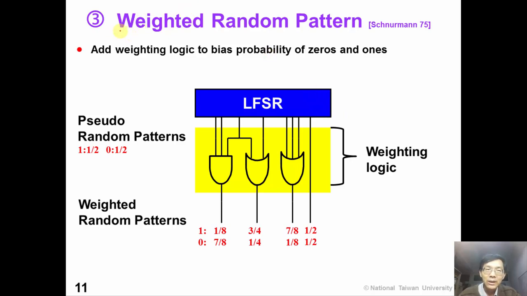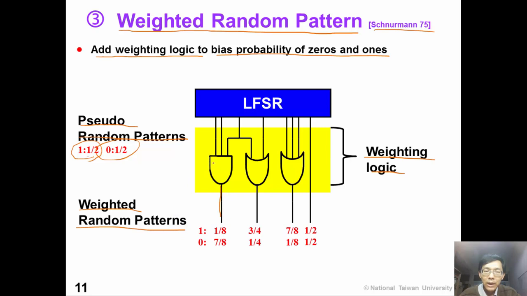And the third solution is weighted random pattern, which was proposed by Sherman in 1975. This technique simply adds a small weighting logic to bias the probability of zeros and ones. For example, in this picture, the original pseudo-random patterns coming out from the LFSR have almost 1/2 probability of 1 and almost a half probability of zeros. After the weighting logic, the outputs are weighted random patterns.